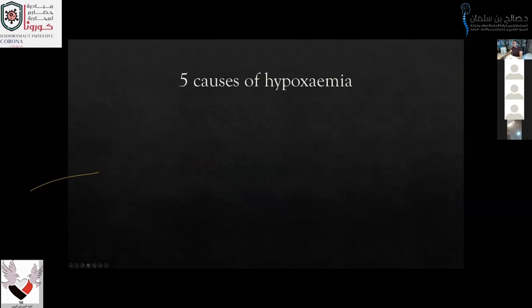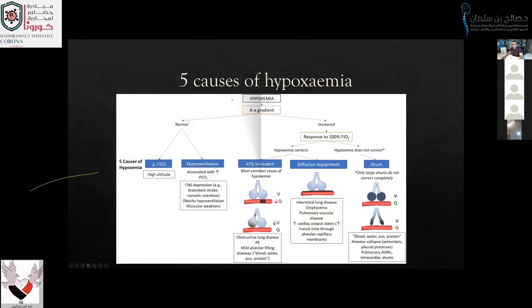Five causes of hypoxemia. I love this diagram. I think it's an easy way to understand this. As I told you before, please remember this terminology.